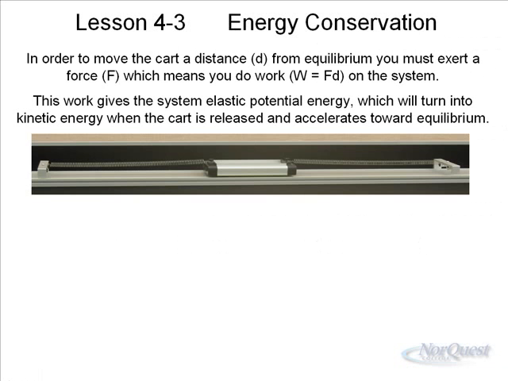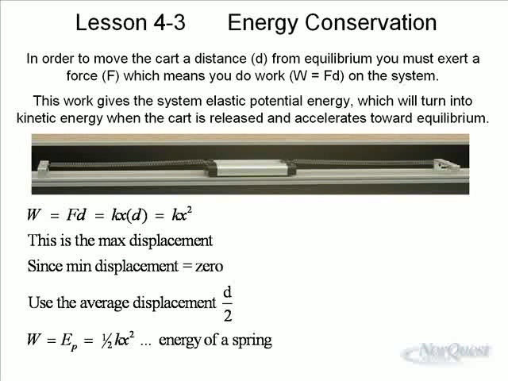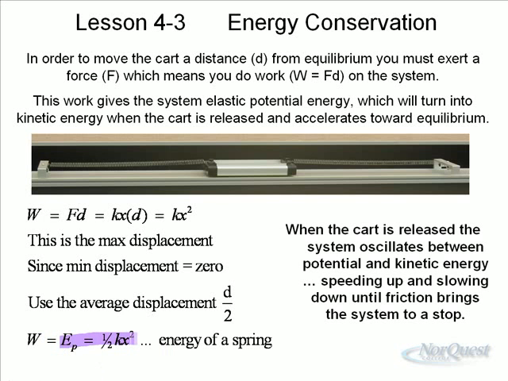In order to move the cart below a distance d from equilibrium, you must exert a force, which means you do work, Fd, on the system. And as we did in the previous lesson, we have derived a formula for the potential energy of a spring. And so the potential energy of the spring is 1/2 kx squared. So when the cart is released, the system oscillates between potential and kinetic energy.